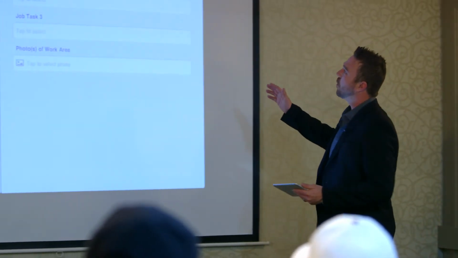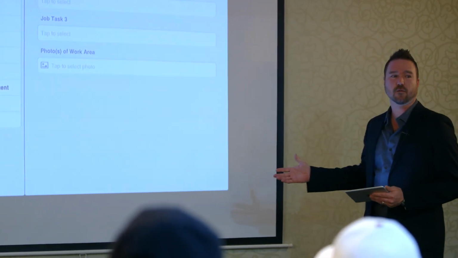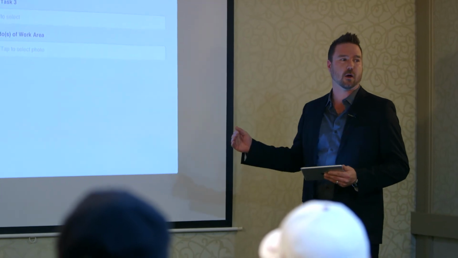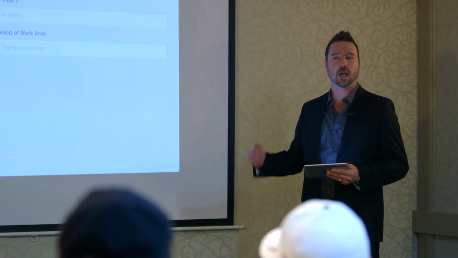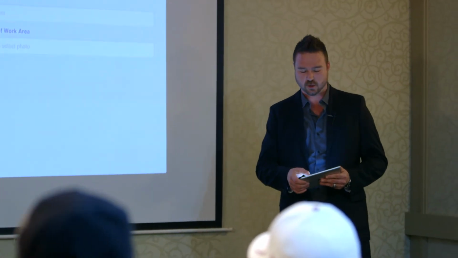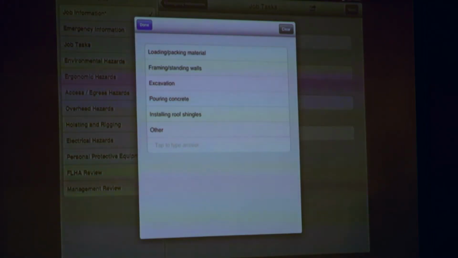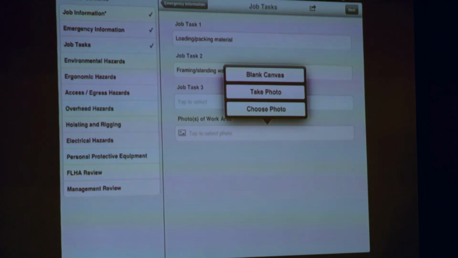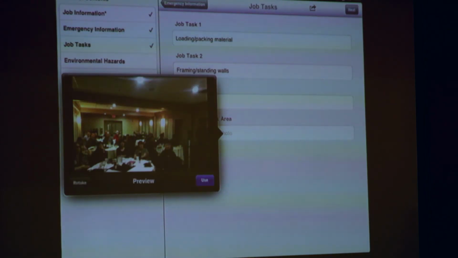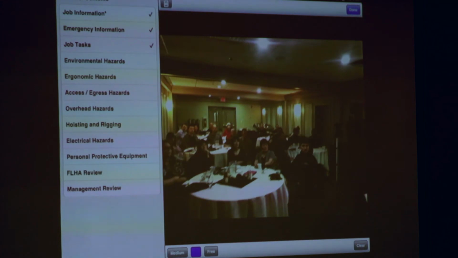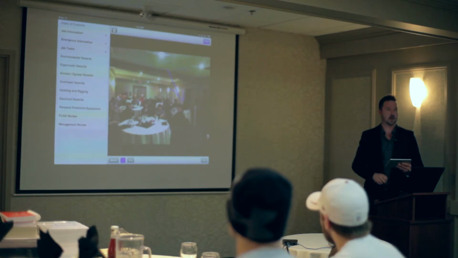Now, we can standardize for your industry the drop downs for your job tasks, your hazards, and your corrective actions. So we have some sample information here. Let's say we're going to be loading and packing material, and we're going to be framing and standing walls. Now we're going to take a photo of the work area. Smile. There we go. We're going to use it. Now we can draw on this photo. There's Mike.